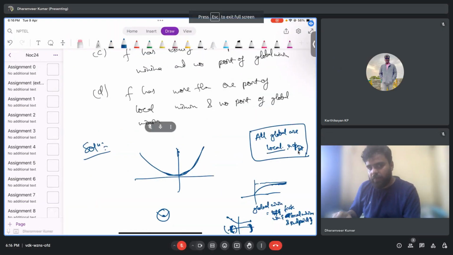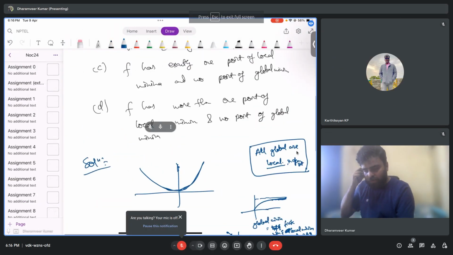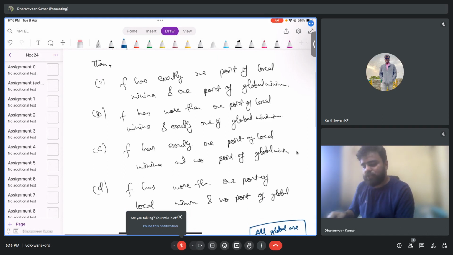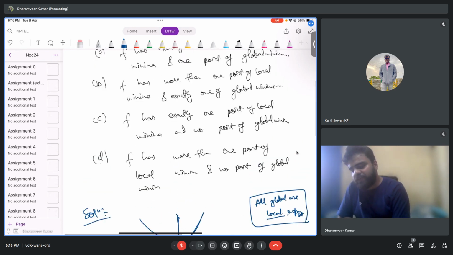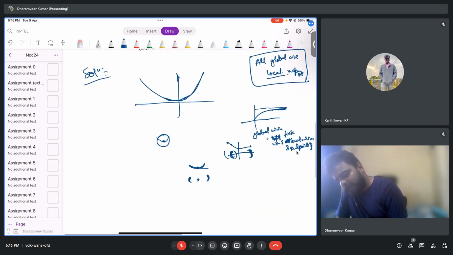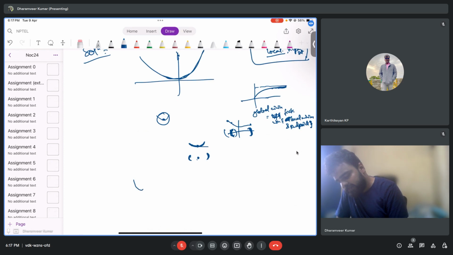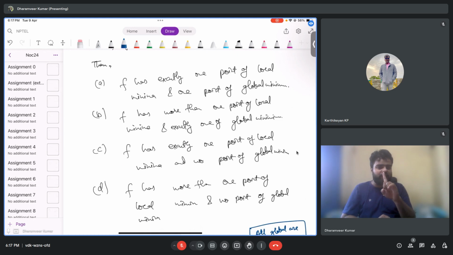So you should keep in mind, all global are definitely local. That's why there is no option that f has one local minima and more global minima, that cannot happen. What about B? f has more than one point of local minima and exactly one global minima. Yeah, that can happen. A simple example is something like this and then going to infinity. This has 1, 2, 3 local minimas and one global, so that can happen. But it cannot happen that you have one local minima and multiple global minima. That is not possible in an open set.